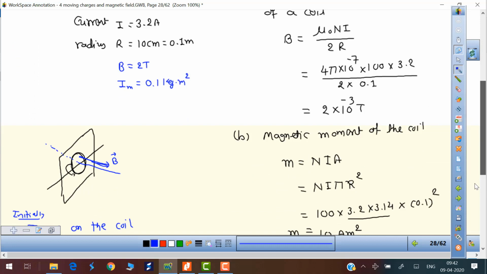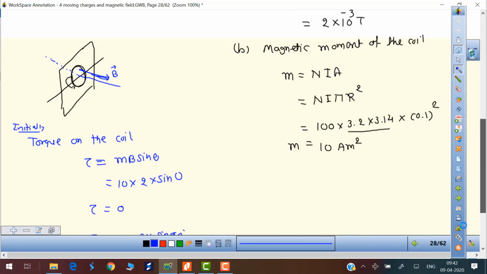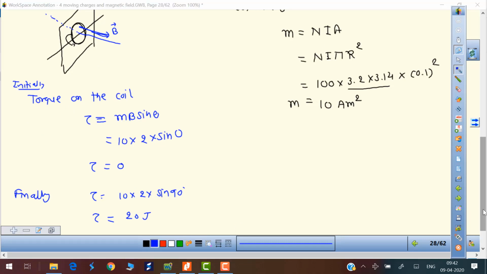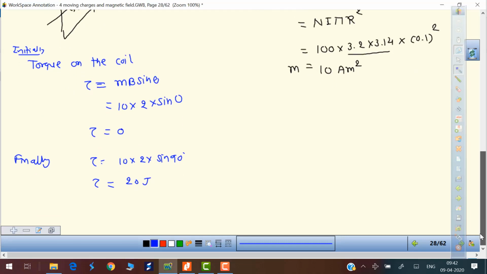Okay, so we want to find out when it rotates, what is the angular speed. Why do we get the angular speed? Because of work done by the torque.